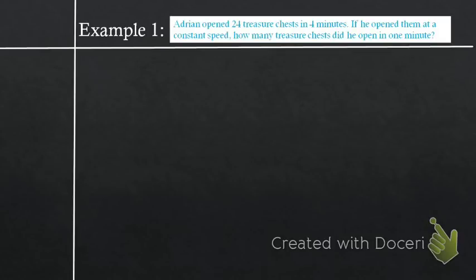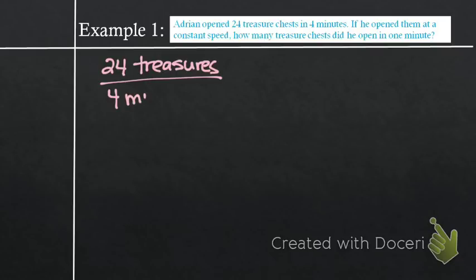Your first example: Adrian opened 24 treasure chests in 4 minutes. If he opened them at a constant speed, how many treasure chests did he open in 1 minute? This is where unit rate comes in handy. First we're going to write down our rate. The rate for Adrian to open treasure chests is 24 treasures over 4 minutes. So in this rate, we have two different units: treasures to minutes.